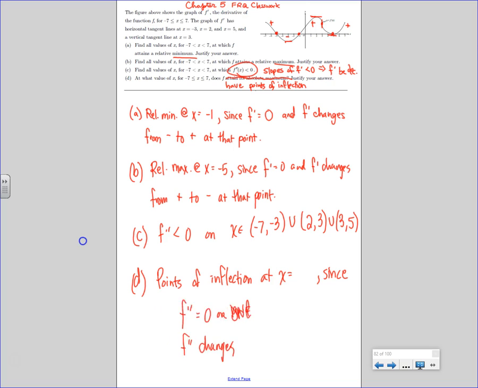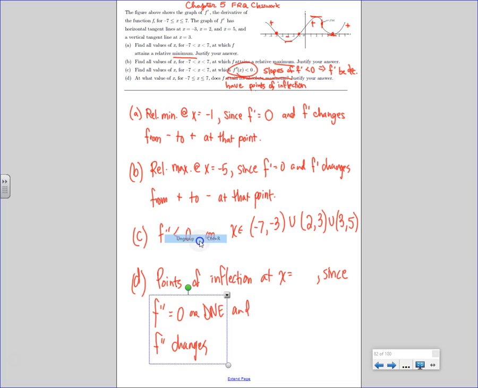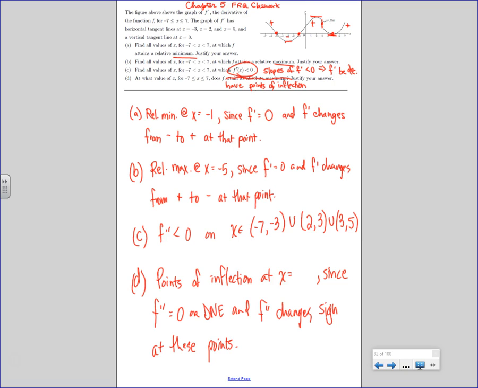And f double prime changes sign. That's what Charlotte was saying. You have to have a sign change at these points. Now, depending on what we choose, we might take away the DNE if it's not 1. In order for the f double prime to change sign, f prime has to change from increasing to decreasing or decreasing to increasing. The slopes must change sign.